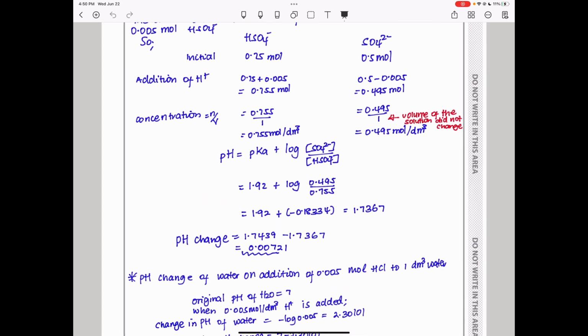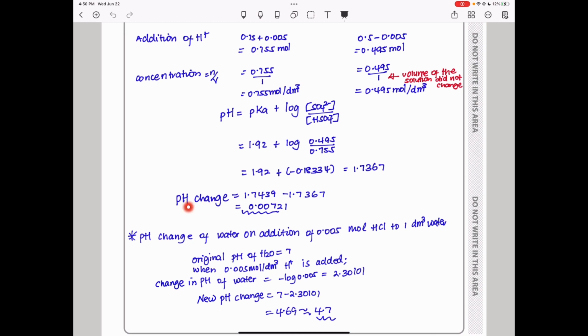So pH is equal to pKa plus log the concentration of sulfate over concentration of hydrogen sulfate. Feeding everything in here, remember we know pKa already, plus the log of this concentration divided by that concentration, it gives us the final answer of 1.7367. That is going to be the pH we can see.